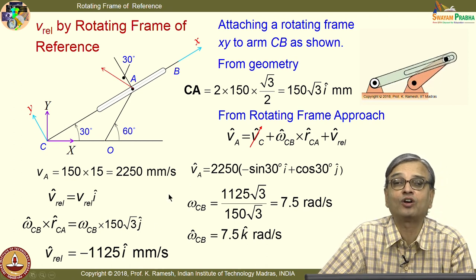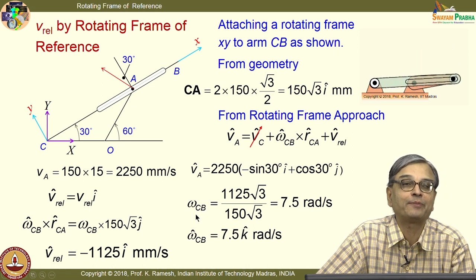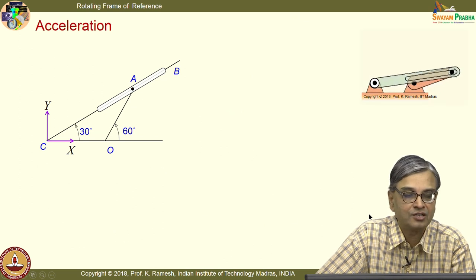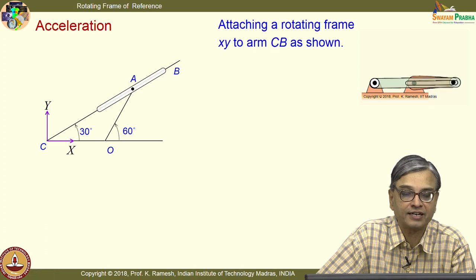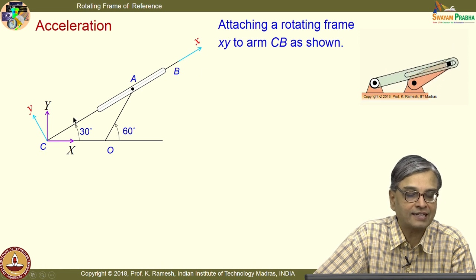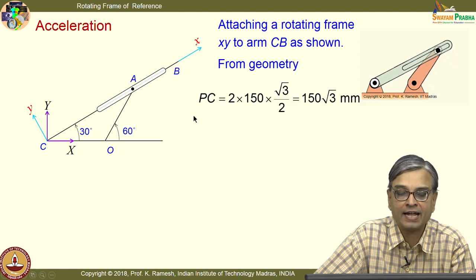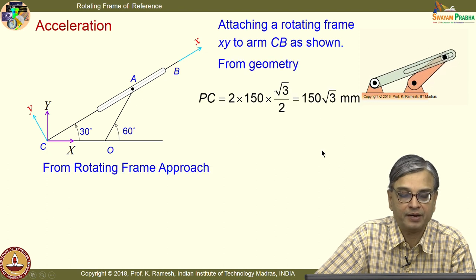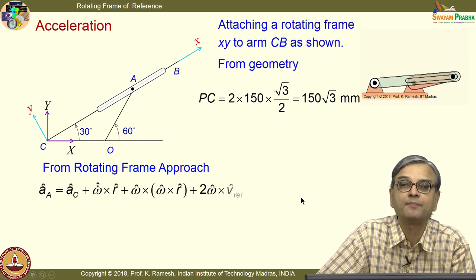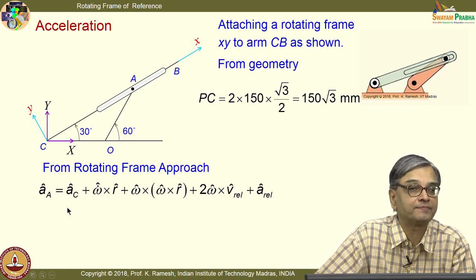Whichever way I calculate velocity, we have always seen it is better to use a vectorial approach to calculate the accelerations, okay. So, we will get on to calculating the acceleration. As before, you have the xy axis attached to CB and this distance is 150 root 3 millimeter, and you should be comfortable to write this expression completely for the context of the problem, okay.